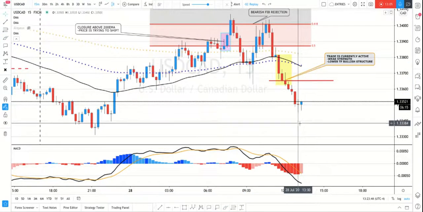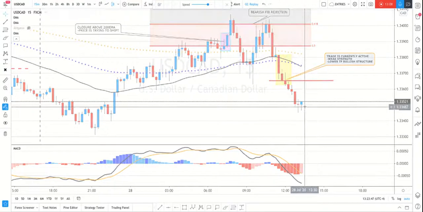And as you can see, as the dollar begins to gain its strength back, USDCAD is trying to pull back as well.